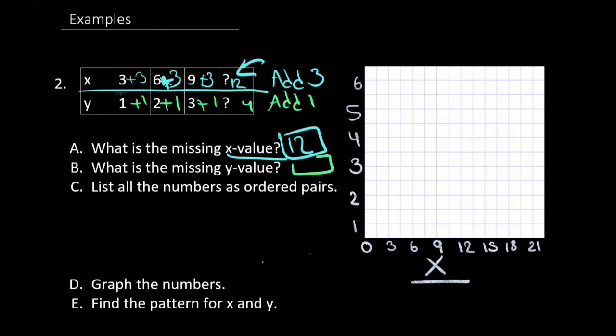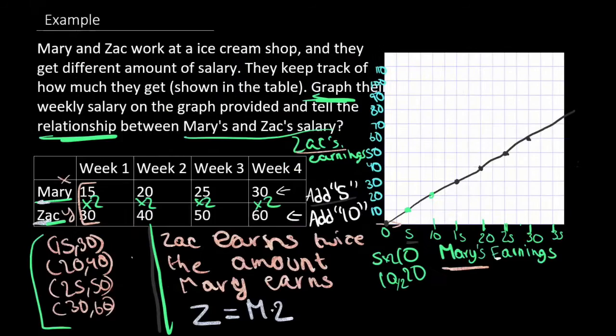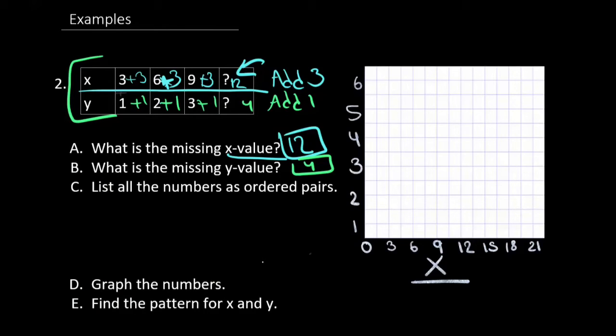So that's our missing y value. Okay, now we have to list all the numbers in the table as ordered pairs, the same thing we did in the previous question. So let's do it. We don't have to figure out which are x values and which are y values, so all we have to do is substitute the numbers.